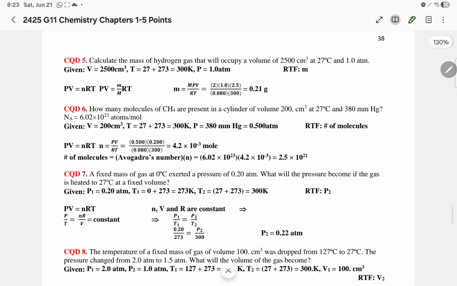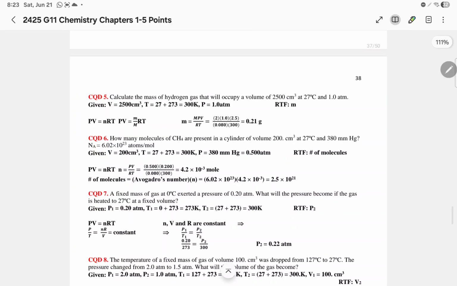Now calculate the mass of hydrogen that will occupy a volume of 2,500 centimeter cubed at 27 degrees Celsius. So we're going to do the exact same thing, except here they want the mass. Now what's the difference? PV equals nRT, right? But we don't want n. We know that n is equal to m over M, small m, RT over M. And they want mass.